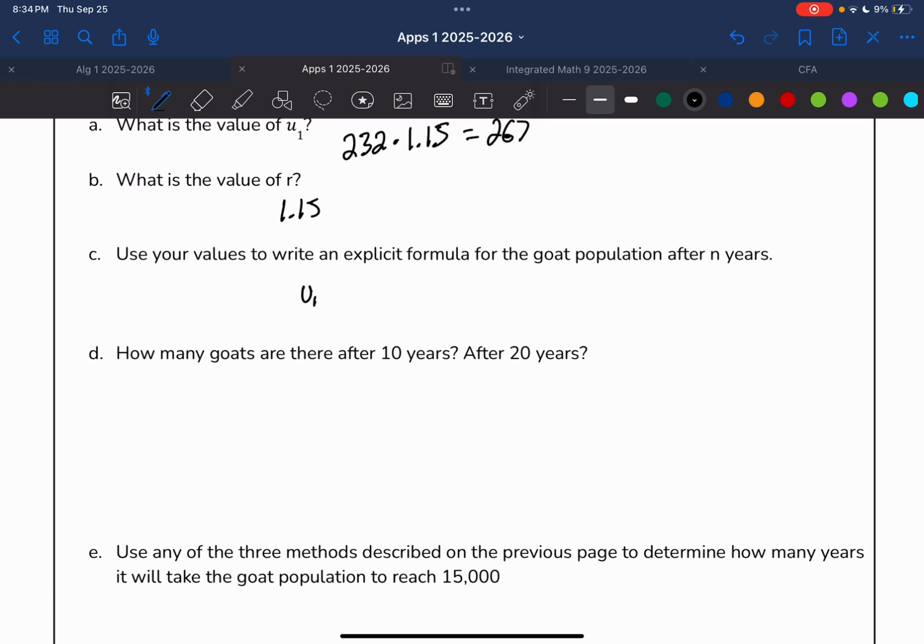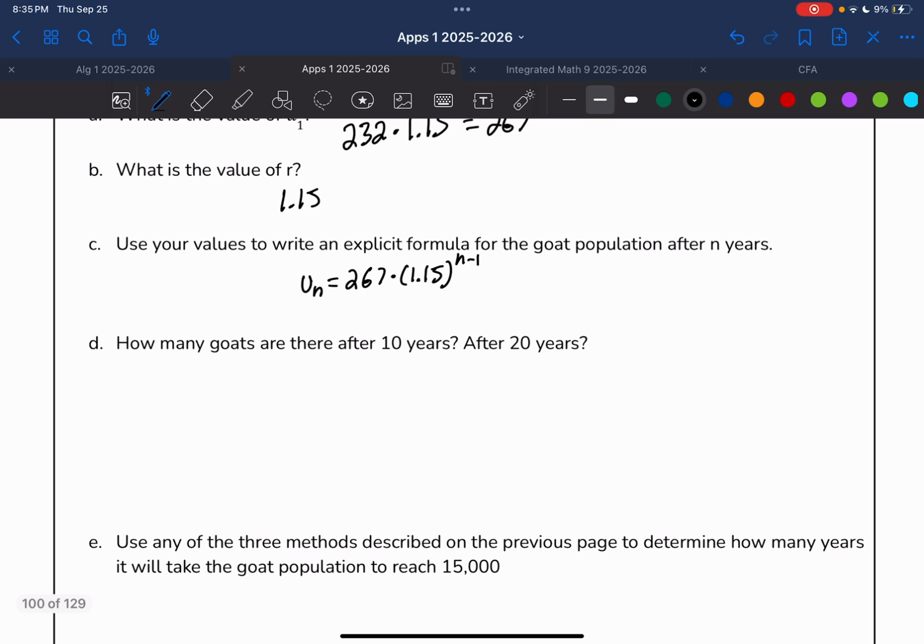So it's going to be un, the number of goats after n years, is equal to the amount of goats after the first year, 267, times our common ratio, 1.15, to the n minus 1. So using our geometric sequence, now we just want to plug in 10 and 20 because we're asking for after 10 years or after 20 years.